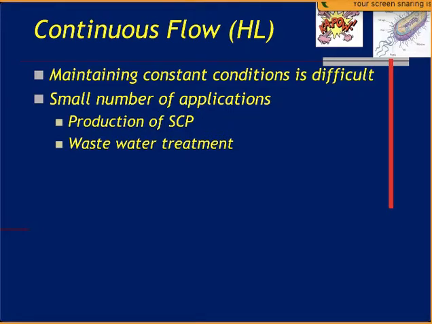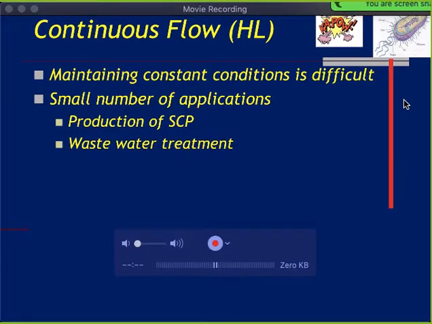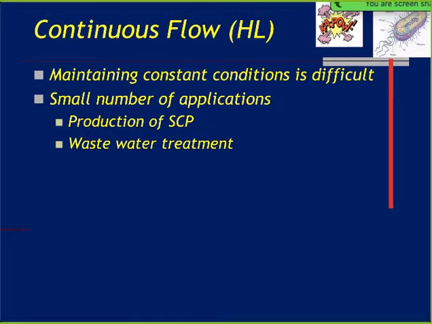Okay, we're getting close to the end now. So just more, I suppose, an FYI for continuous flow, there is a real small number of applications currently. They use it in single cell protein, it's called. So things like Quorn, but it's the sterility that is the issue. And they use it in wastewater treatment.